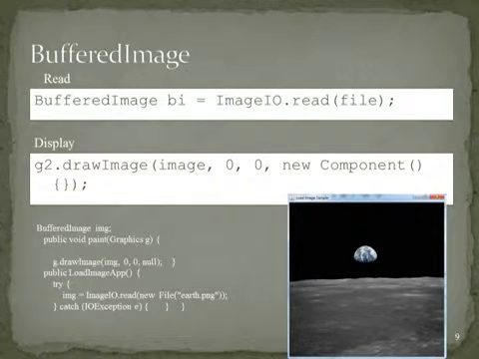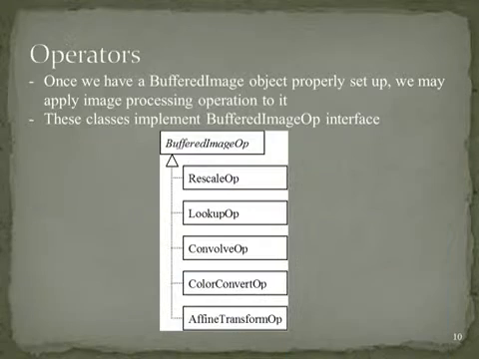Here in the example, we can see how to read an image and also how to draw an image. We read an image from a file and put it in img, and then we use drawImage on the Graphics2D to draw the image, and here is the output of this code.